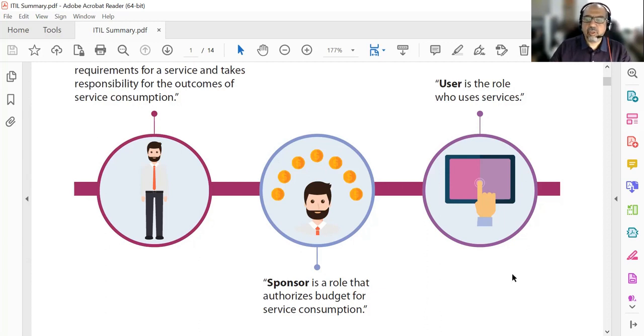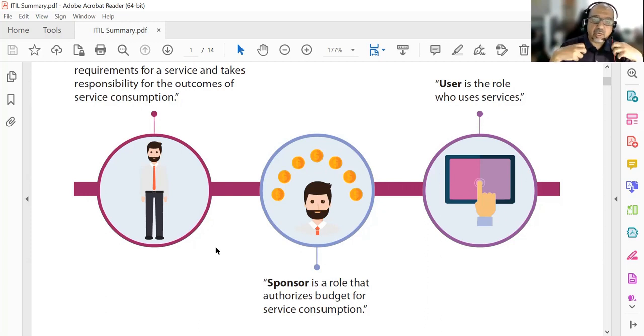So third role will be the user. The user will use the service. This is the third role. We need to understand the three roles very well. Example here, of course, during the explanation of this course, we discussed many examples, but just a simple one here for the sake of revision.